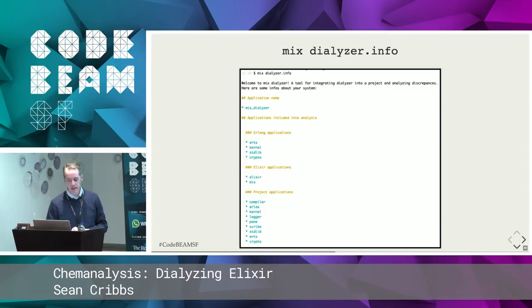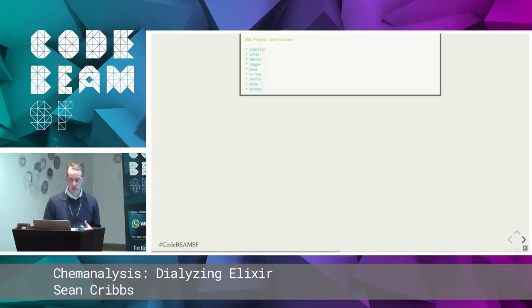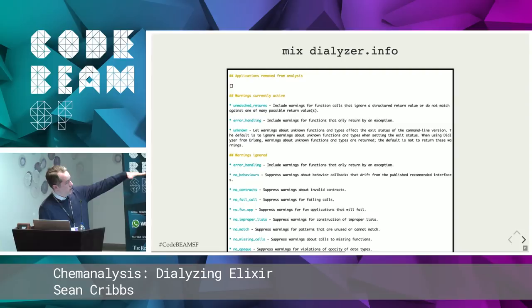And then there's the Dialyzer info task. It starts off and shows you what your application name is, what the Erlang applications it's going to build in that first PLT, and then what Elixir applications it's going to build on the PLT on top of that, and then all the project applications that you might depend on from whatever layer. So you get listed everything that's being included, and that gives you an idea how big those things are going to be, as well as what might be missing. And then it goes through and talks about all the warnings that are turned on and all the warnings that are ignored and what they basically mean when you encounter them.